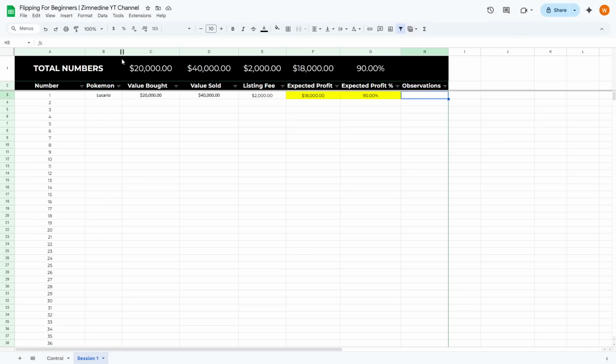And then here on top you have the sum of everything you bought, everything you sold, everything you paid for your listing fees, your total expected profit, and your total expected profit percentage based on the value that you bought, and already counting the listing fees. Now we'll go back to the game, and once I finish buying everything, I will put everything here in the spreadsheet and I'll show you how to use it better.